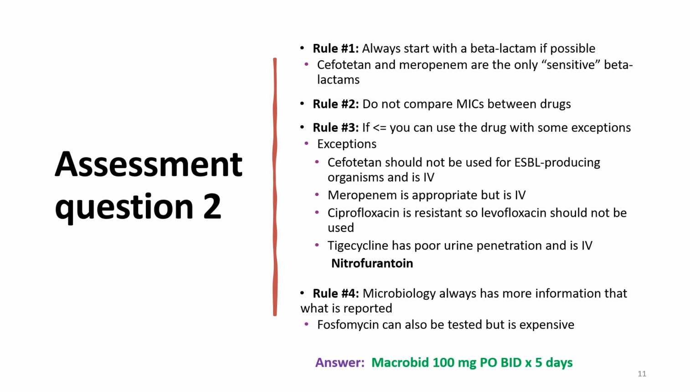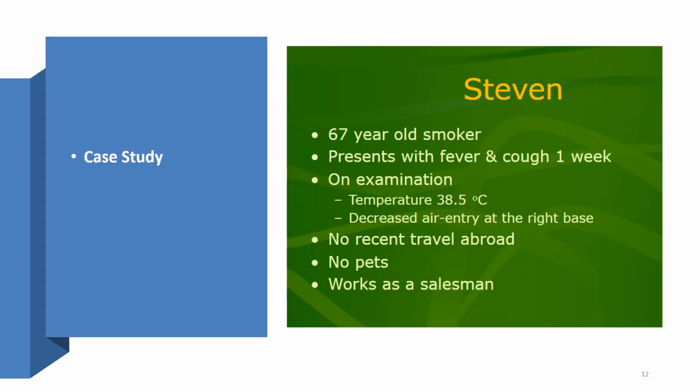So the drug of choice left is nitrofurantoin. Since microbiology always has more information than what is reported, the other drug can also be tested. But since it is expensive, we will continue with the antibiotic nitrofurantoin. So rules can be used to interpret the sensitivity result for determining the right test and antibiotic.